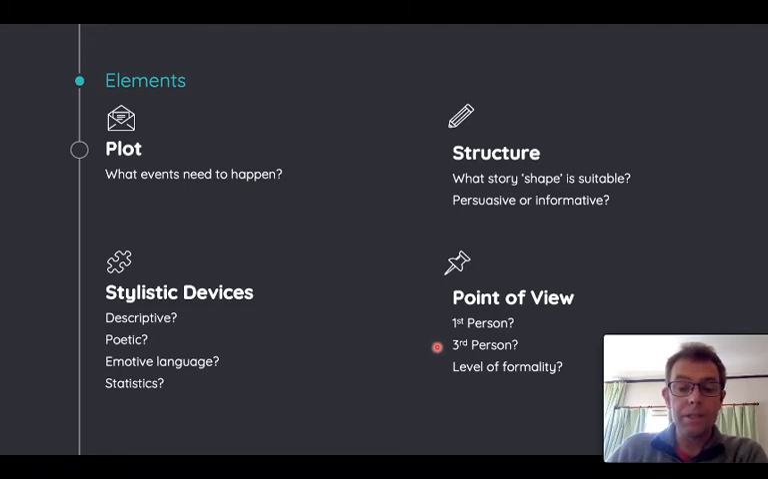Third person is quite often used with larger science fiction, fantasy, thriller works, because it really enables the author to develop different characters' point of view, which then helps develop the tension in the story. And also, I sometimes include level of formality in point of view. How friendly or how formal or distant is the language going to be? You can put that in stylistic devices as well, but for the purposes of today, I'm putting it in point of view.